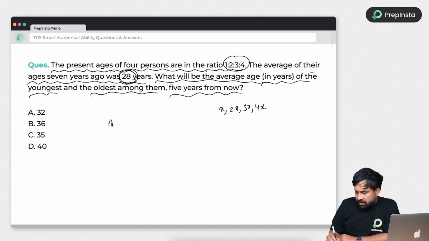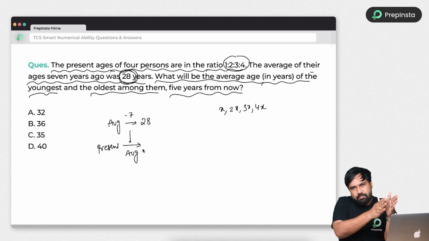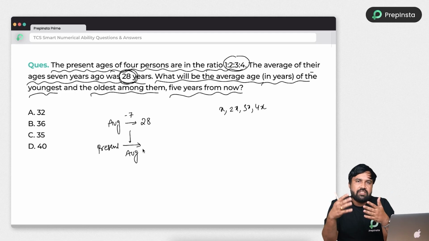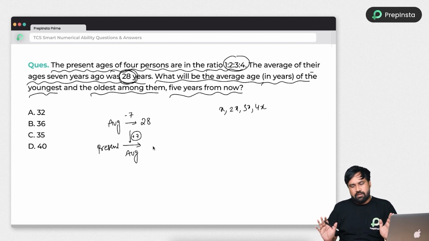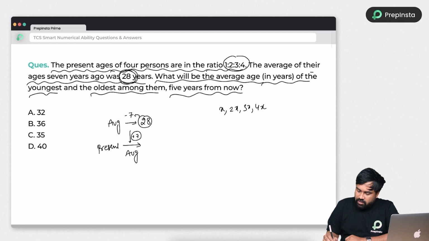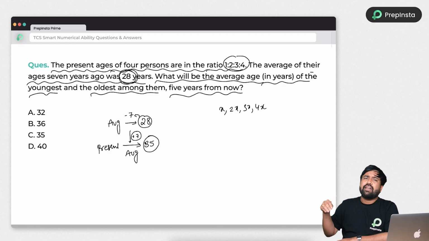Averages. If the average of the group was 28 years, 7 years ago, then the present average will be, simply remember, if the average 10 years back is, for example, 10 years, then the present average will be 20, which is plus 10. So always you need to add back that 7 years to get the present average. That's it. Very simple. The average 7 years ago is 28, so the present will be that plus 7 years, which is simply 35 years. So their present average is 35.